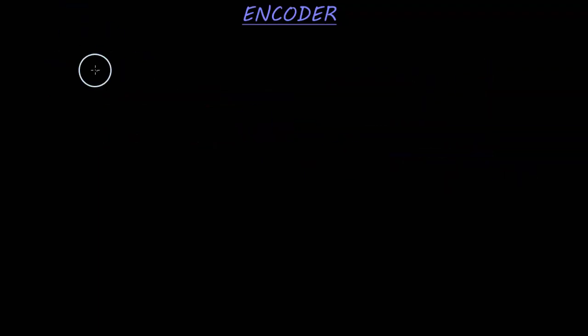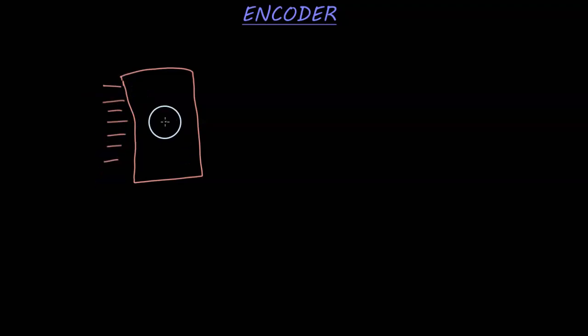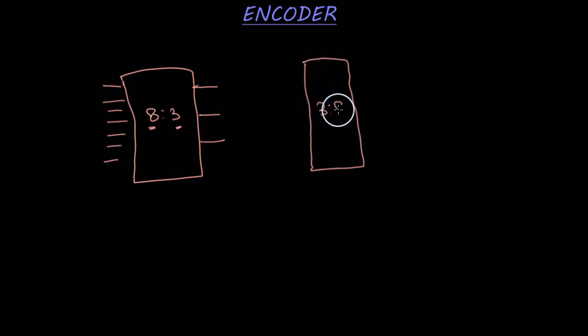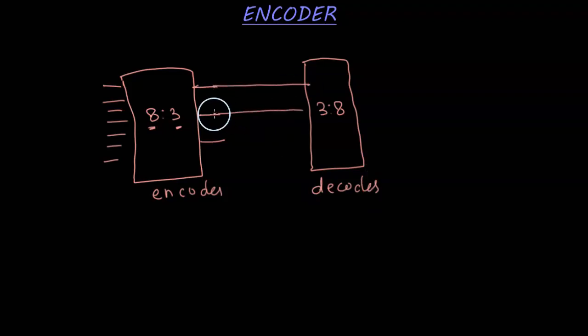Let's say we have an encoder with a set number of inputs. This is an 8:3 encoder, so we have 8 inputs and 3 outputs. And here we have a decoder, again a 3:8 decoder. So this is my encoder and this is my decoder. These 3 outputs of my encoder are connected as inputs to my decoder, and we have 8 outputs.